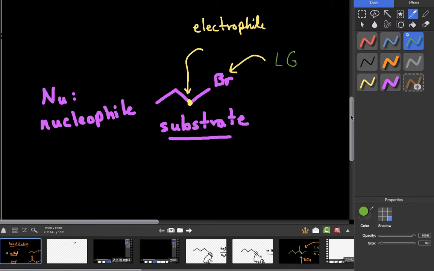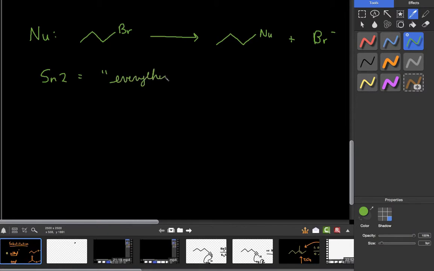So regardless of whether it's SN1 or SN2, I will have a nucleophile reacting with a substrate to produce a new compound. I'll make a carbon nucleophile bond, and I will have a leaving group, whether it's SN1 or it's SN2. So the hallmark of SN2 is that, this is a little bit of an overgeneralization, but everything happens at once.